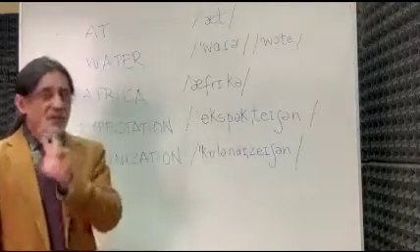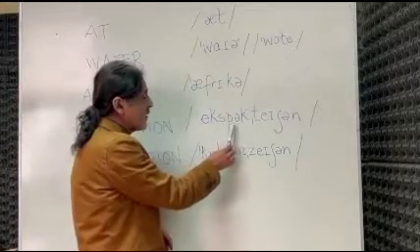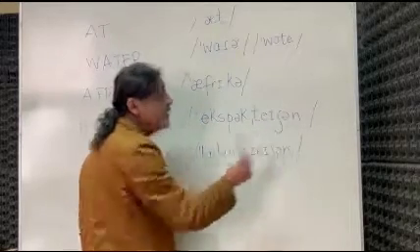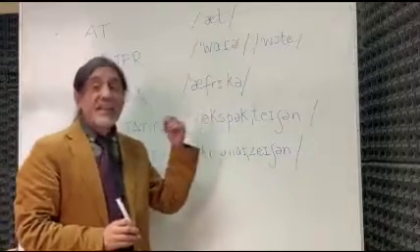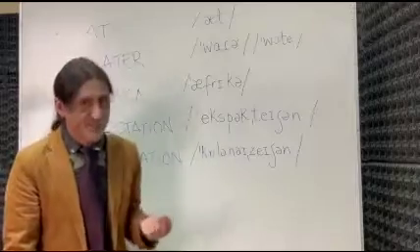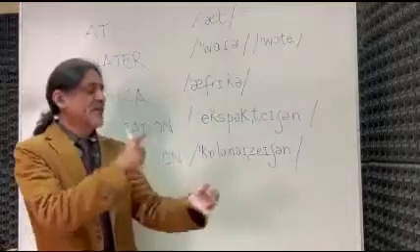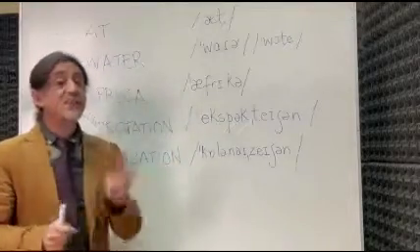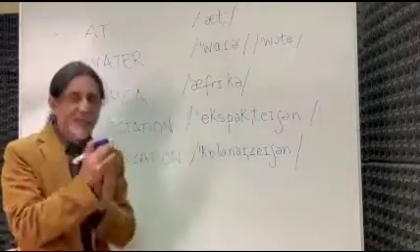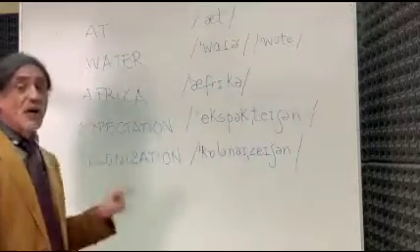Let's count the segments that this word has. 1, 2, 3, 4, 5, 6, 7, 8, 9, 10, 11. This word has 11 segments or 11 sounds or 11 phonemes. But how many syllables does it have? Expectation. It has 4 syllables. And let's go now to a longer word.